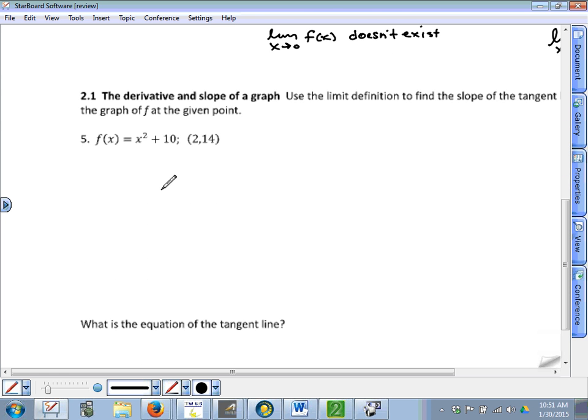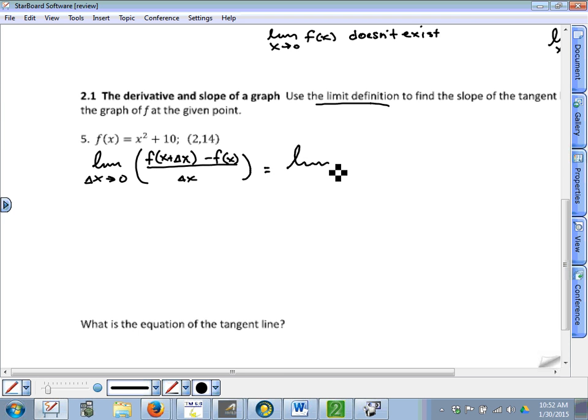Alright, question 5 here. We need to find the derivative using the limit definition. It's very particular. We could find the derivative of this pretty easily using basic properties of differentiation, but it says use the limit definition. So the limit as delta x approaches 0 of f of x plus delta x minus f of x all over delta x.